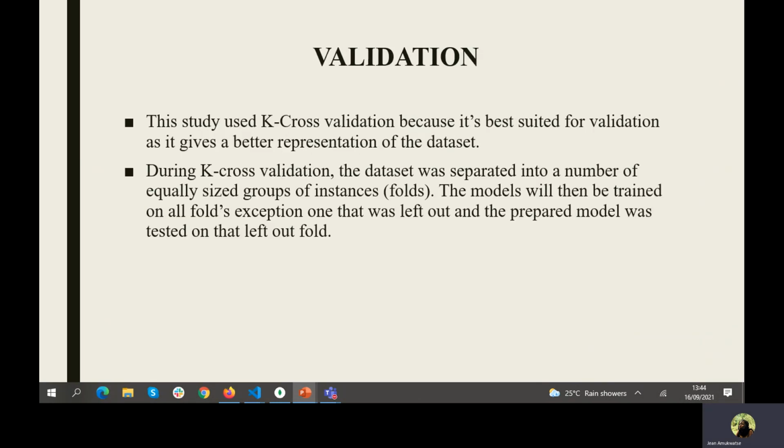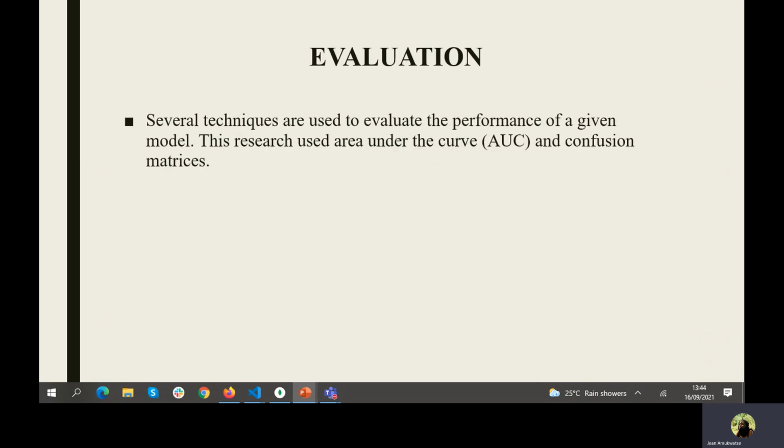For validation, we actually improved the accuracy of the model by using K-fold cross validation, because initially it was at 95 and it improved to 96 when we validated the work. For evaluation, we used area under the curve and the confusion matrix, and this also contributed to the great increase of the accuracy levels.